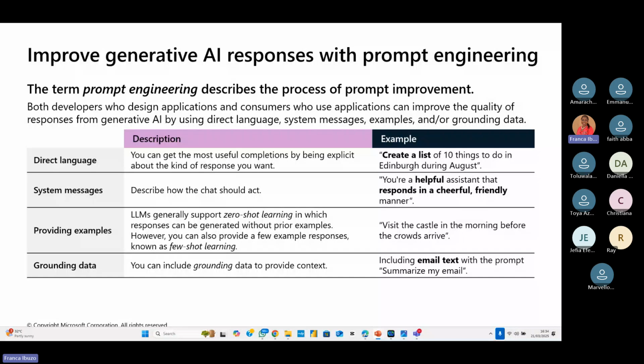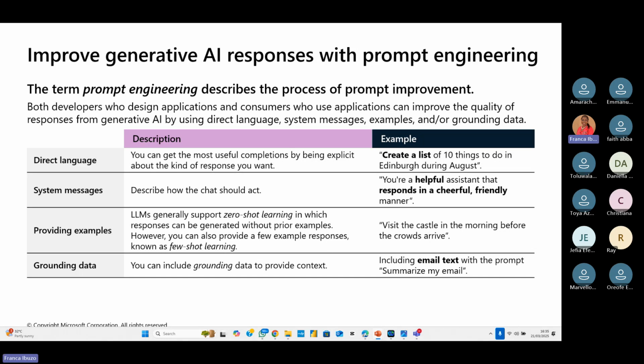Providing examples. Here, LLMs generally support zero-shot learning, in which responses can be generated without prior examples. However, you can also provide a few example responses, known as few-shot learning. An example of this is: visit the castle in the morning before the crowds arrive. Providing examples.